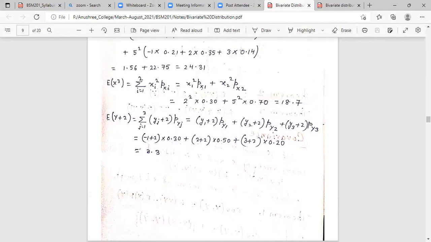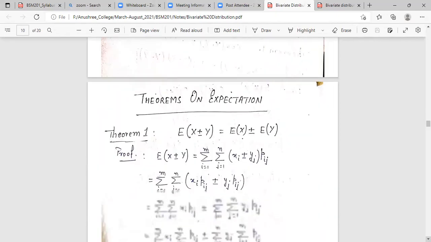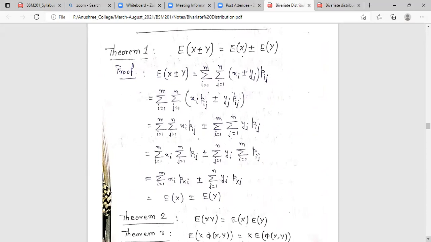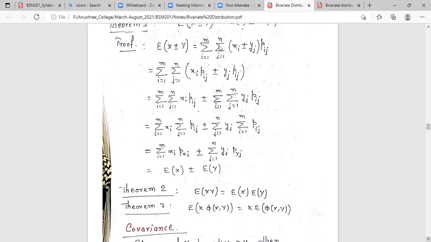Now, as we have learned some theorems or properties of expectation for single variables, the same will continue over here also. The proofs are given. You can go through the proofs, like the expectation of X plus minus Y equals EX plus minus EY. That means the expectation of the sum of two random variables is equal to the sum of their expectations, and the expectation of the difference of two random variables gives us the difference of their expectations. The proof is given over there, and we can go through it from the notes that I will be providing.